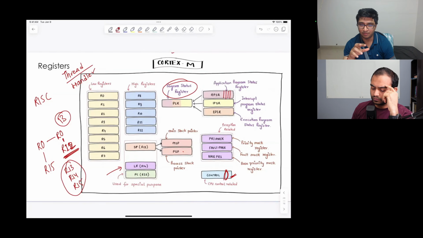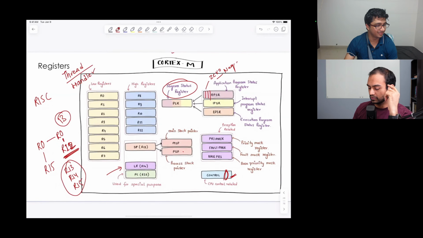So this is where it is recording status, like was a zero generated, was a negative number generated, was there an overflow, and so on and so forth.